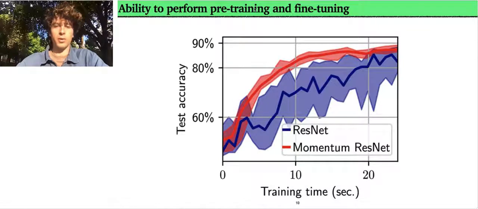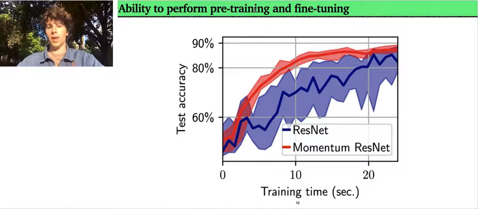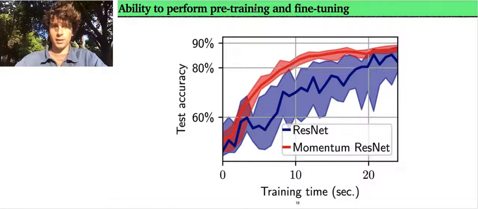Another important feature of momentum ResNets is their ability to perform pre-training and fine-tuning. For instance, in this experiment, we took a ResNet that was pre-trained on the challenging ImageNet dataset. We transferred its weights into a momentum ResNet using the drop-in replacement property of momentum ResNets. In only 5 additional epochs of training, the momentum ResNet achieved state-of-the-art accuracy on the ImageNet dataset.